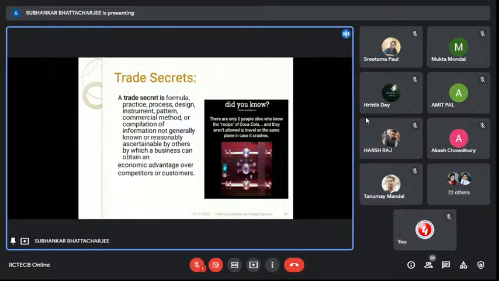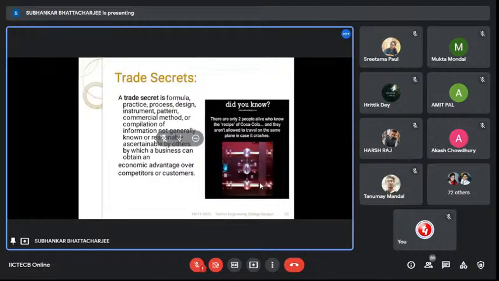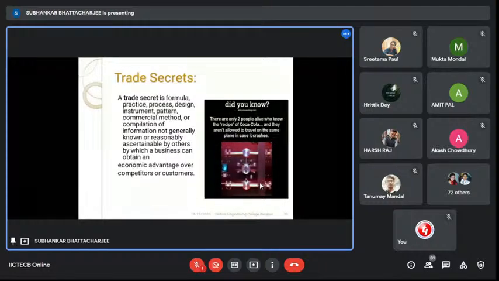They never allowed the two to go together in a cab or anywhere, because the recipe was known only to two people. Look, it is given in my photo here: there are two people alive who know the recipe of Coca-Cola, and they are not allowed to travel on the same plane in case it crashes. Right? A trade secret is something like a formula, secret password, or database that you can store with only 2 or 3 persons.